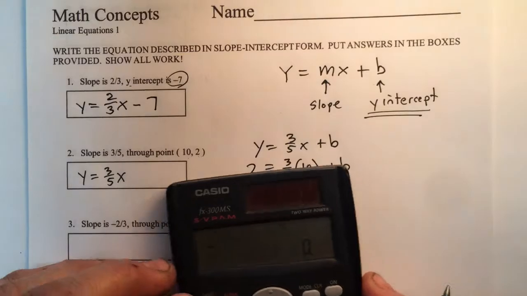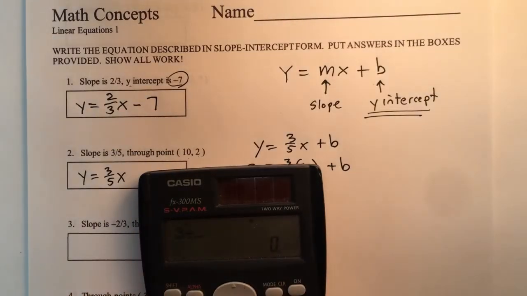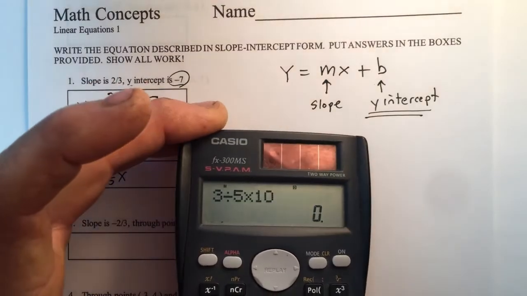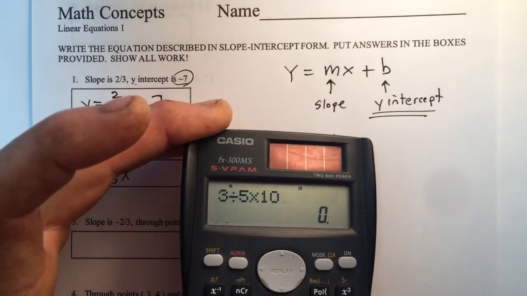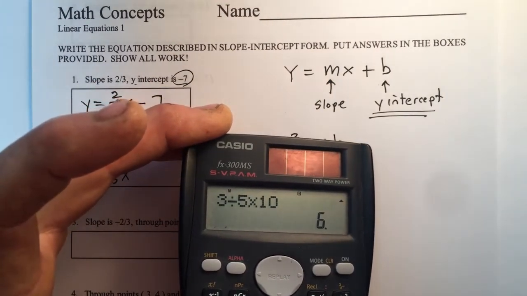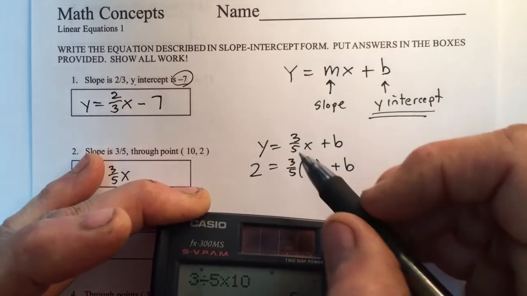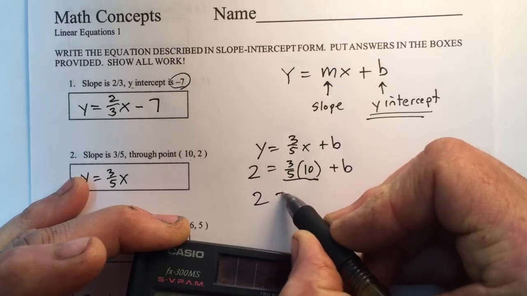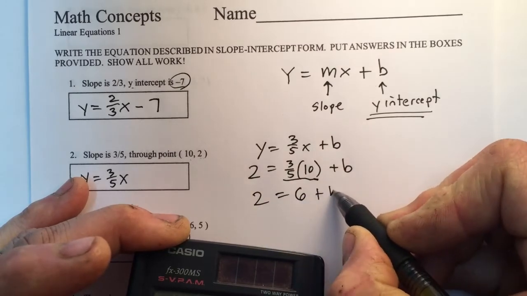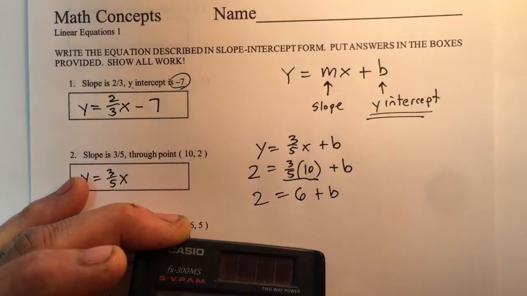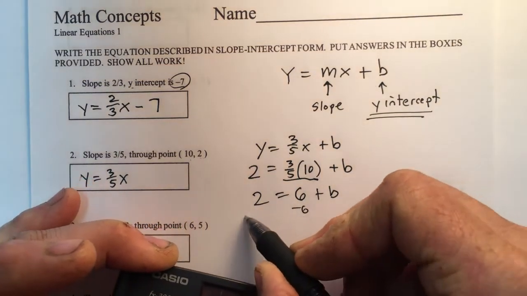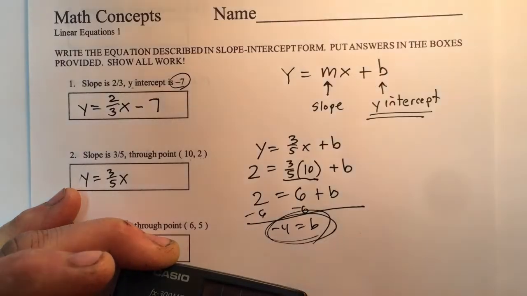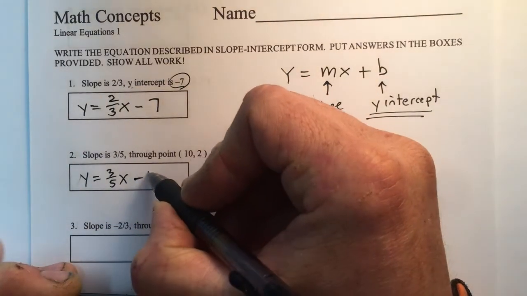Just punch it in your calculator. So here you go, here's my calculator. 3 divided by 5 times 10. Well, I don't know if you can see that or not. There you go. 3 divided by 5 times 10 comes out to be 6. So I've got 2 equals 6 plus b. What's b? Well, all I got to do is subtract 6, and I get -4. There's my y-intercept. So this is -4.